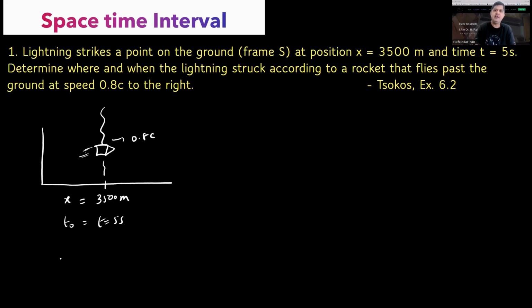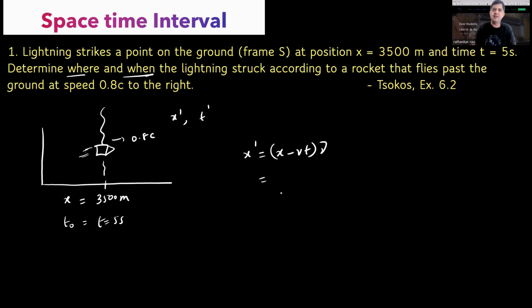Okay, and now we need to find out what? We need to determine where and when, which means you need to find out x dash and t dash. Now you see, when this happens and the rocket is moving like this, where do you see the lightning to be? Lightning will be seen behind us, right? So therefore, what equation should I use? I should use x dash is equal to x minus vt multiplied by gamma.